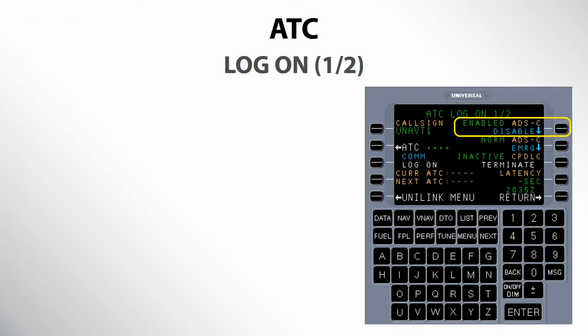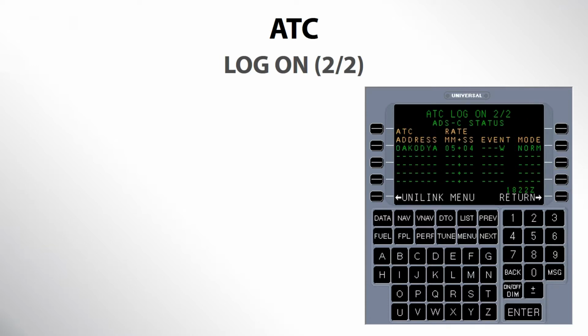Line select key 1 right enables you to select and display the current ADSC operational state. The states include enabled, disabled, and active. Line select key 2 right enables you to select and display the current ADSC operational mode, either normal or emergency. Line select key 3 right will terminate CPDLC connections and display the CPDLC operational state, which can be either active or inactive. Line select key 4 right allows you to enter and display the CPDLC message latency timer.